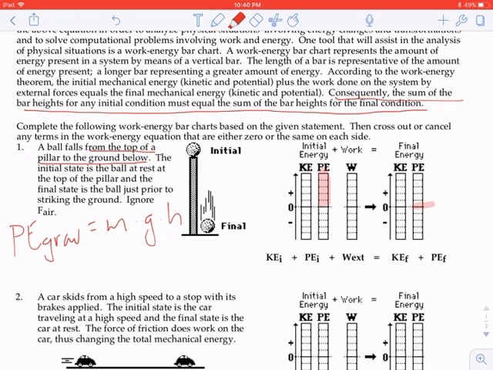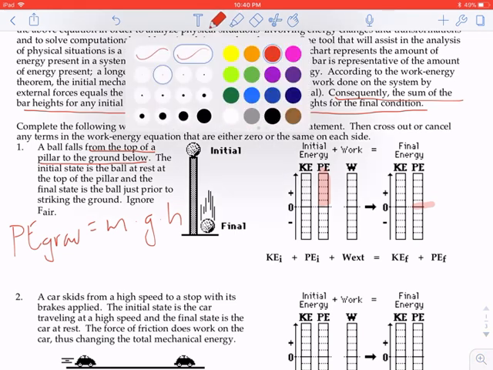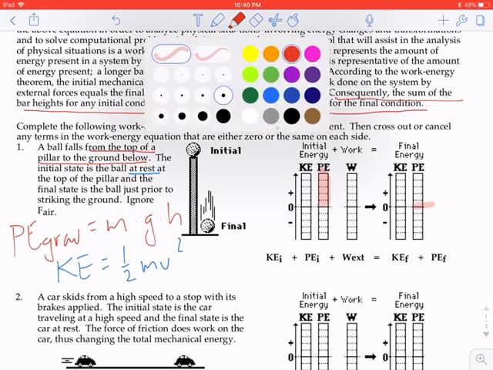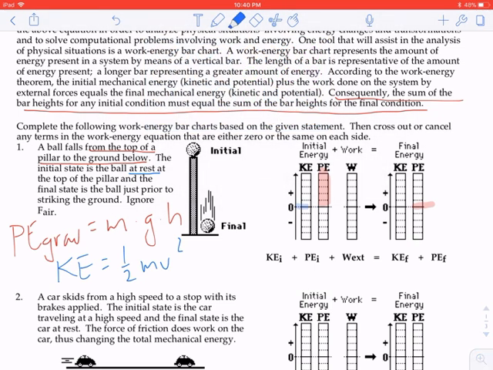If we keep reading, it says the initial state is the ball at rest at the top of the pillar, and the final state is the ball just prior to striking the ground. So now we have our next clue. When we see the phrase at rest, we should be thinking about speed. So that clues us into kinetic energy. Kinetic energy is equal to 1/2 mv squared. So if the ball is at rest, it has no velocity and it has no kinetic energy. So at the top of the pillar before it falls down, it has no kinetic energy. And I'm going to show that here at the 0 mark for kinetic energy.